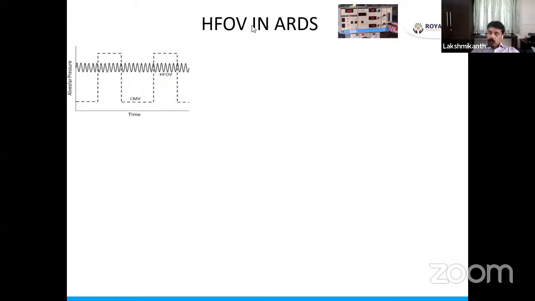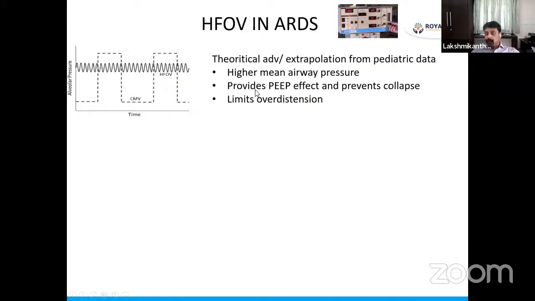The other thing that can be used in ARDS is high frequency oscillatory ventilation. It was predominantly used in pediatric patients, and it was extrapolated and used in many adult patients as well. As we all know, it uses ventilation with a high frequency and a low tidal volume. Thereby, the theoretical advantages are a high mean airway pressure. It provides a PEEP effect, prevents collapse, and limits over distension.